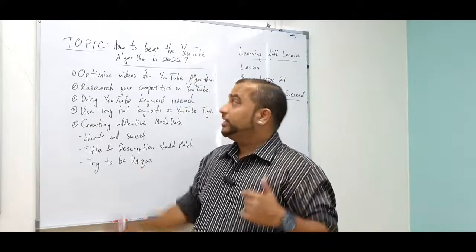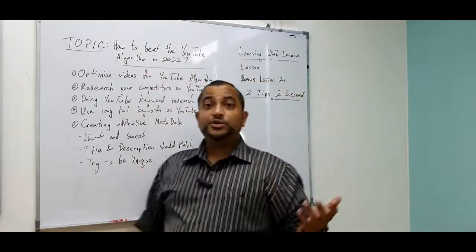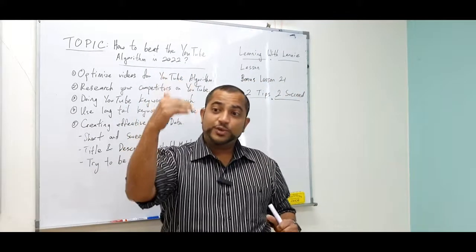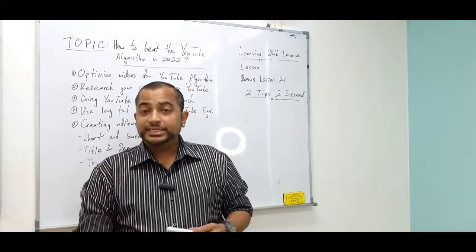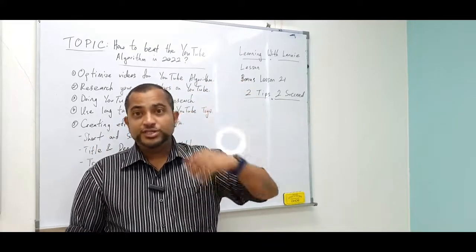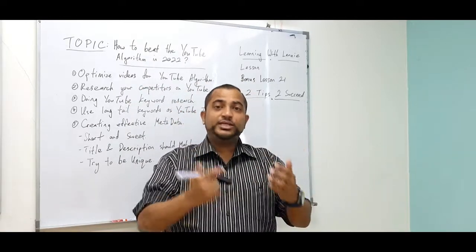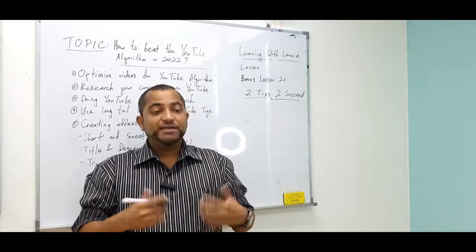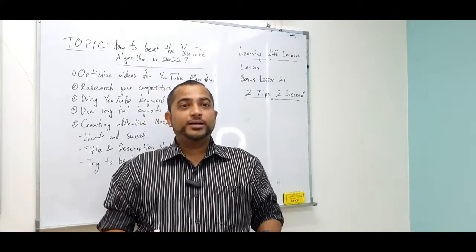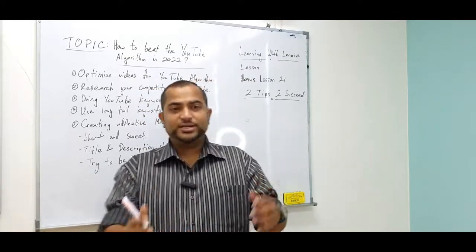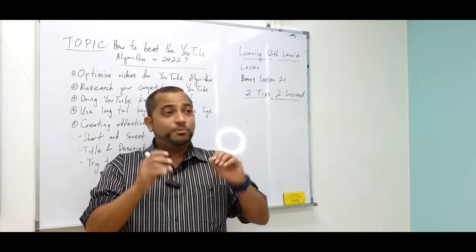That's another long tail keyword: how to beat the YouTube algorithm in 2022? Then it'll also come up for 2021, 2020, and things like that, right? So you keep using these keywords. Make those keywords long, and make sure that people are keying them in, because everybody wants to know, how do I buy a Porsche, for example? That's what's going to come out.